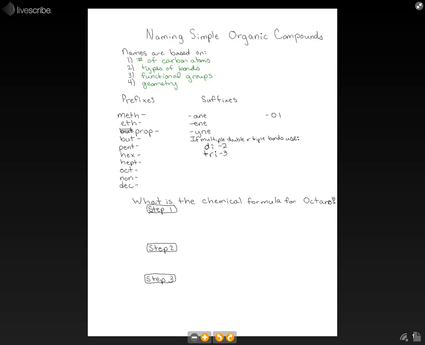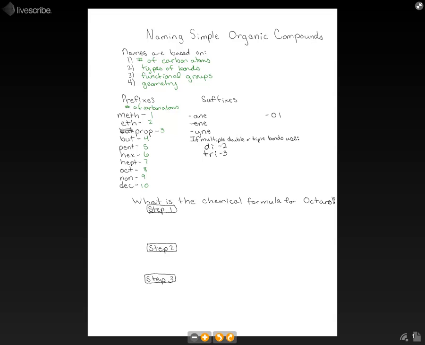The number of carbon atoms are represented by the prefixes here. And I have all the prefixes listed out. And we'll just go down here and label which number of carbon atoms goes with each of these. There's more after 10. If you need them, you can look them up in tables, but usually 10 is the most you'll deal with probably in your chemistry.